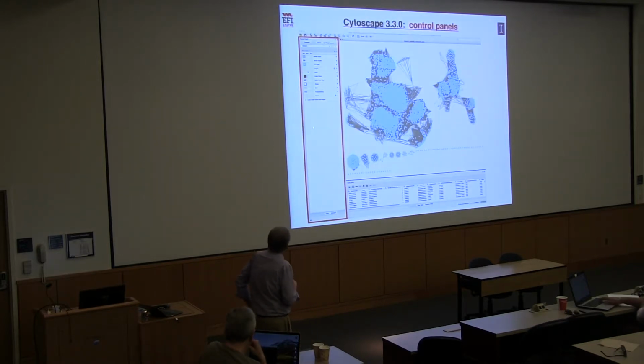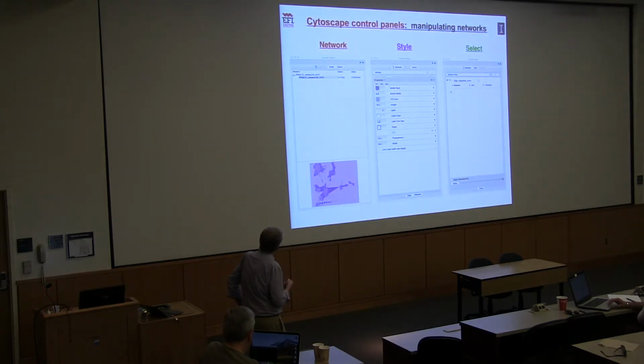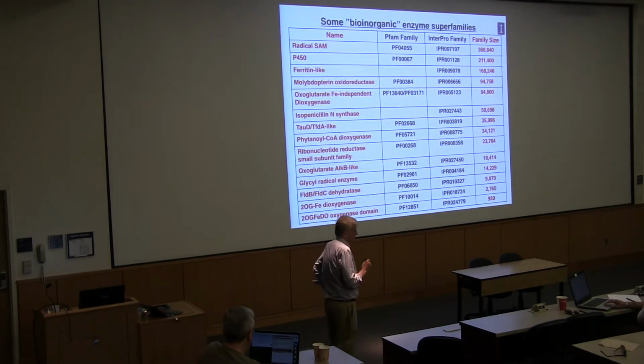Okay, Cytoscape also has a control panel, and it has 3 control panels. One of them allows you to choose networks; you can open multiple networks. The select panel allows you to select nodes that have particular values of node attributes. And then the style panel allows you to change the properties, size, color, whatever, of these selected nodes. And I will say that Cytoscape is the hardest part of this, all right? And we will spend a lot of time in the tutorial dealing with the Cytoscape issues.